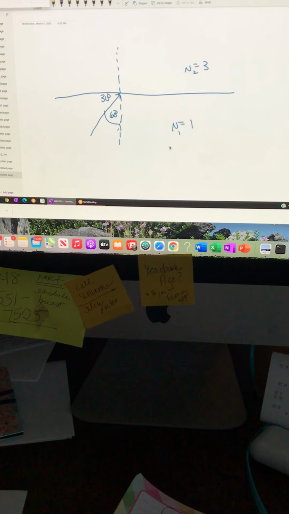But I need you to do something more difficult for me. Calculate your angle of reflection in this problem. Reflection is 60 degrees.